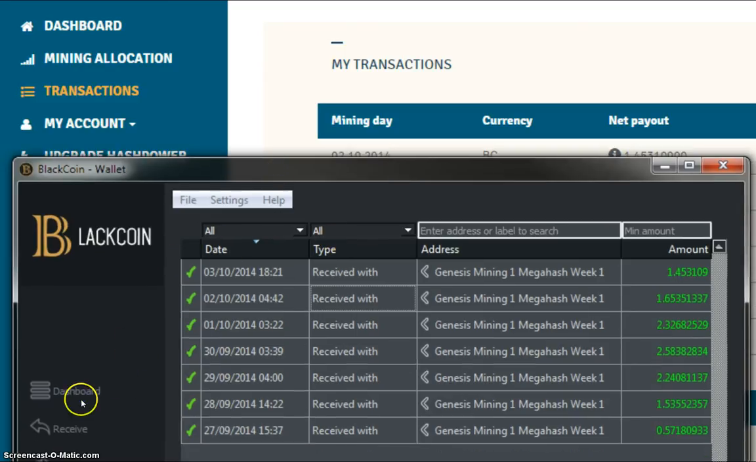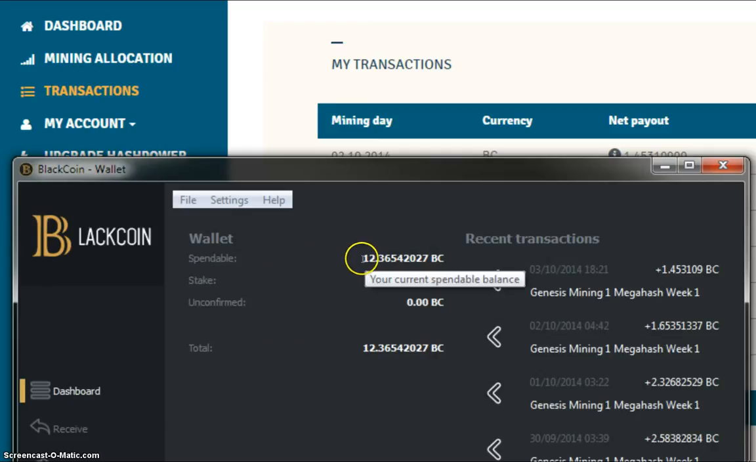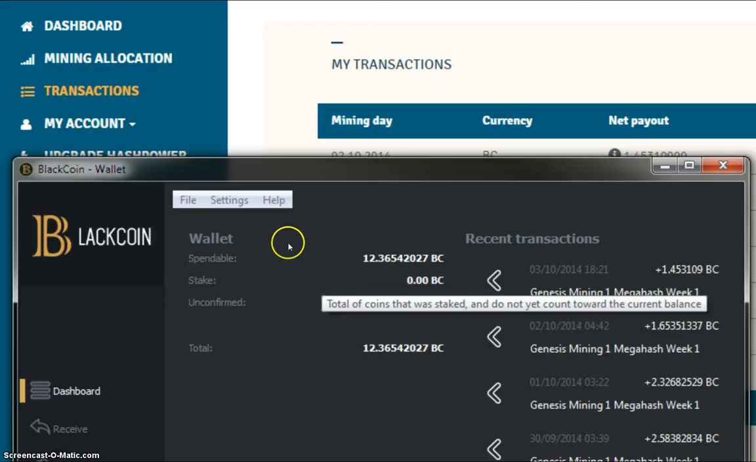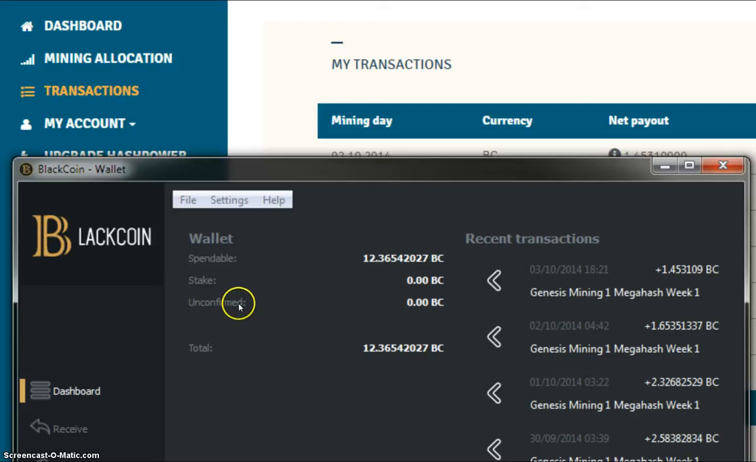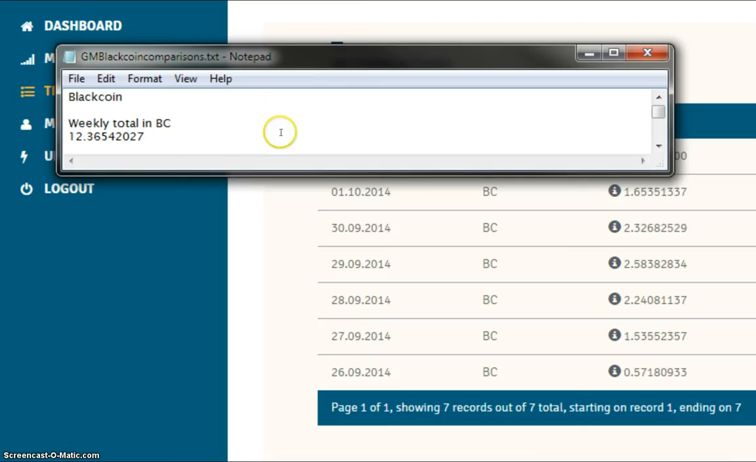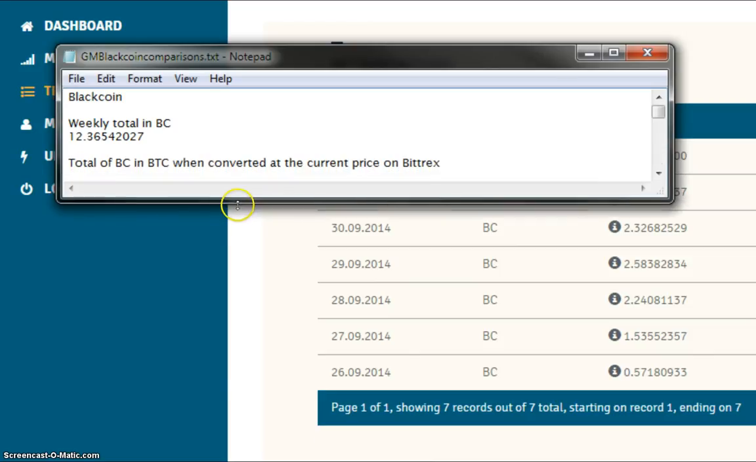So as you can see, for that total, I got 12.365 Blackcoins. What I then did is I went to an exchange and exchanged them. I'll bring up the notepad so we can go through some figures. There was my weekly total in Blackcoins. I went to an exchange called Bittrex, put that amount in, and wanted to see how much Bitcoin I would get back if I sold at the current rate. So this is the figure I got back.